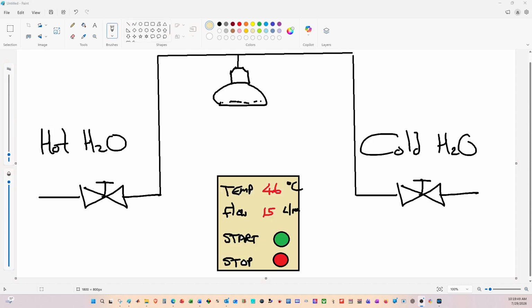I've put a little box at the bottom. Imagine if you were to walk into a hotel room and you have a box like this where you dial in what temperature you'd like to have the shower at, and you dial in what the flow rate would be. In my case, 46 degrees Celsius for the temperature and 15 liters per minute of water. And then you just press the start button, and it does everything else for you. It automatically opens and closes the hot and the cold water to get you to the right temperature, as well as to get you to the right flow rate.